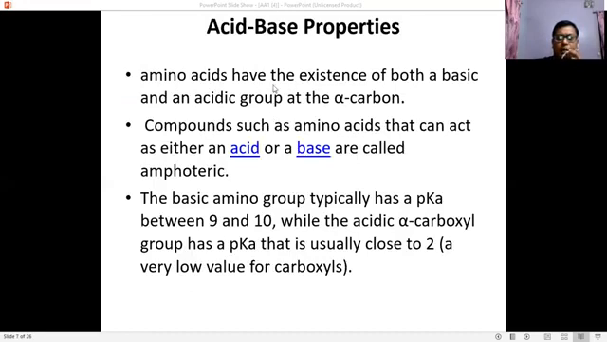Amino acids have both a basic and an acidic group at this alpha carbon. Compounds such as amino acids that can act as either an acid or a base are called amphoteric. The basic amine group typically has a pK between 9 and 10, while the acidic carboxylic group has a pK that is usually close to 2.